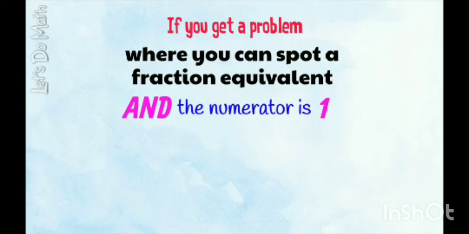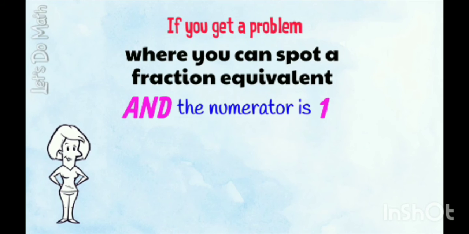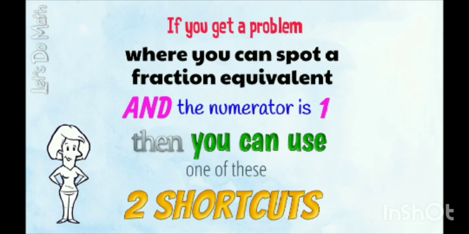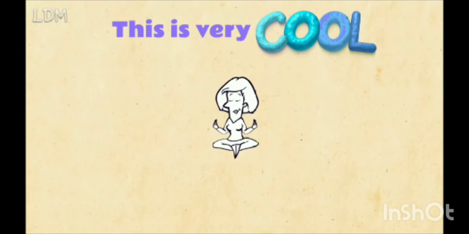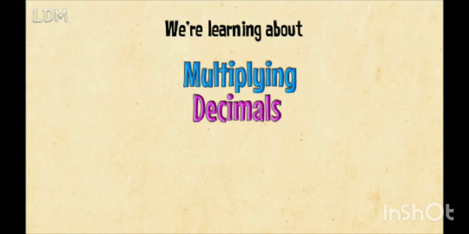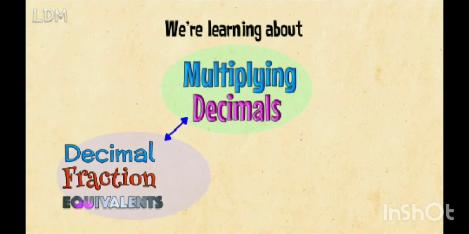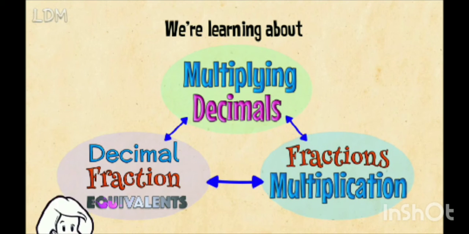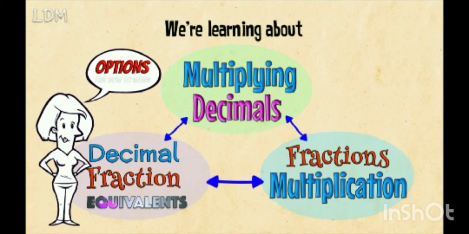If you get a problem where you can spot a fraction equivalent and the numerator is 1, like in my examples in this video, then you can use one of these 2 shortcuts. I think this is very cool. We're learning about multiplying decimals, and we just made math connections to our knowledge of decimal fraction equivalents and fractions multiplication. This gives you options for how to work.